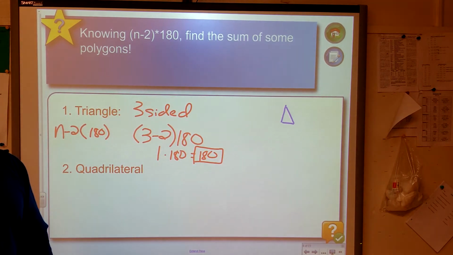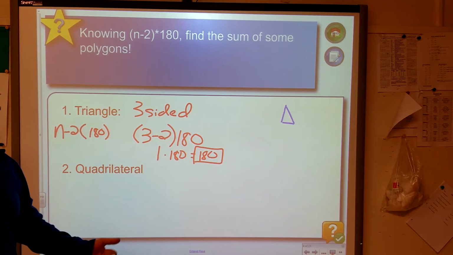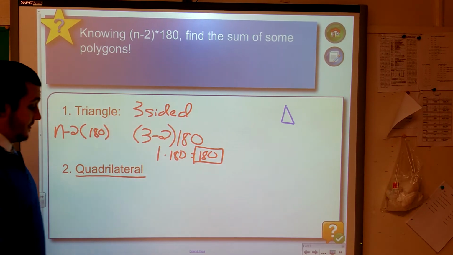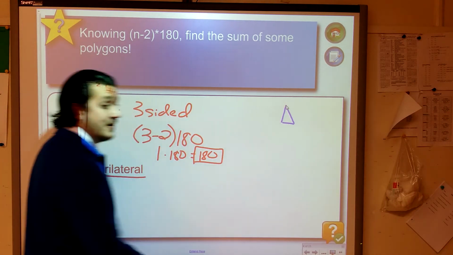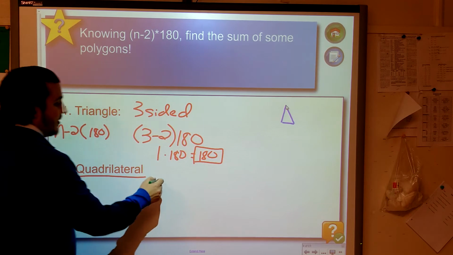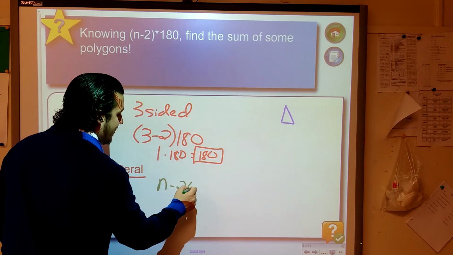I could give you some crazy one and ask, what's a 100-sided figure? You're going to do 100 minus 2 times 180, right? Now we've got a quadrilateral. What was our quadrilateral again? It was a 4-sided figure. Great job, Tiffany. So, n minus 2 times 180.